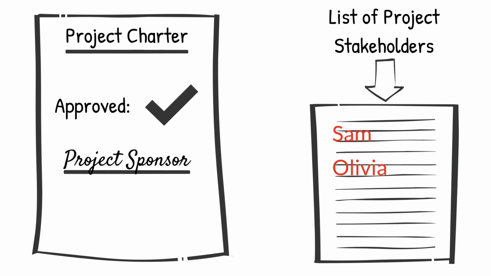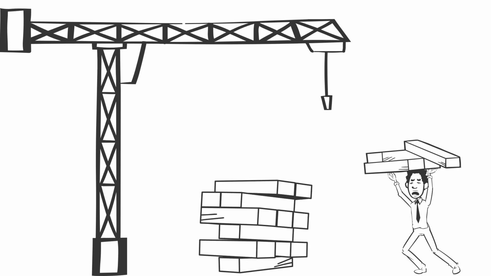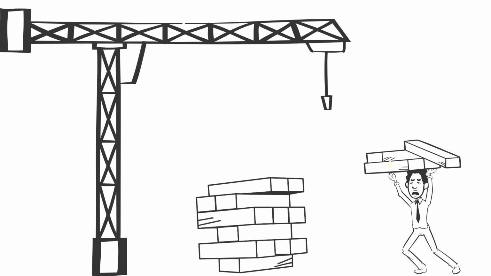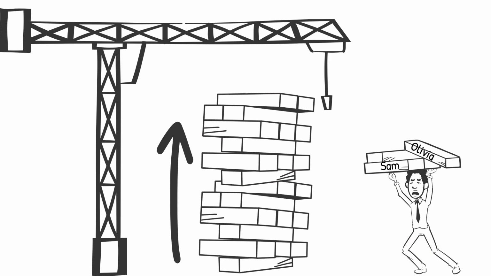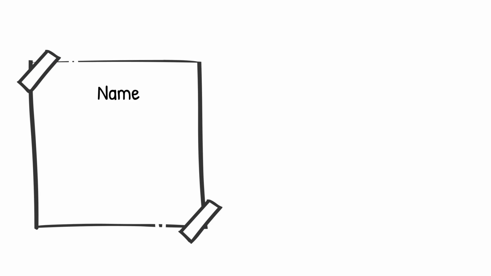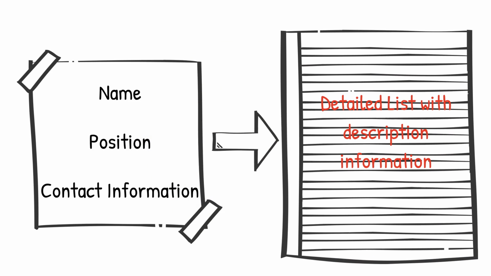As he added Sam and Olivia, he remarked that it really did feel as though he was literally building the list person by person. Every time he shared the list with a new stakeholder, the list inevitably grew. What started as a few names and basic details, name, position, contact information, quickly grew into a detailed list with description information.